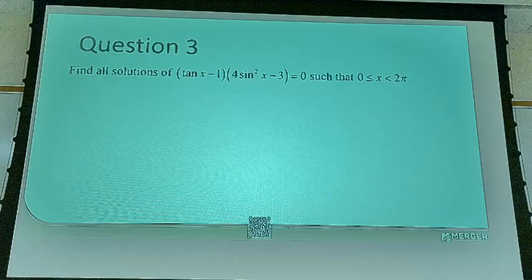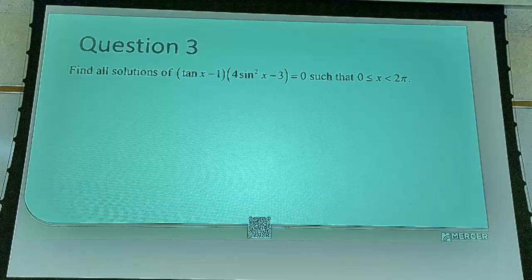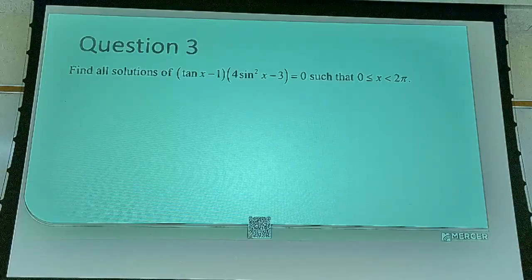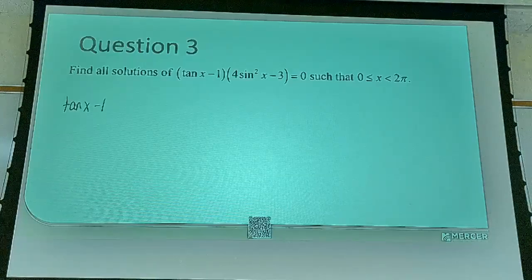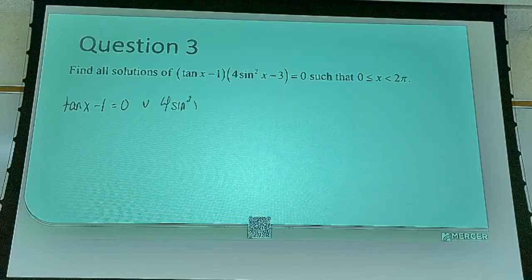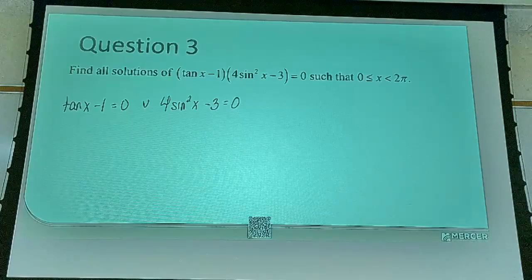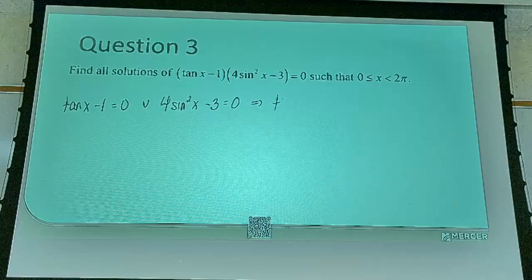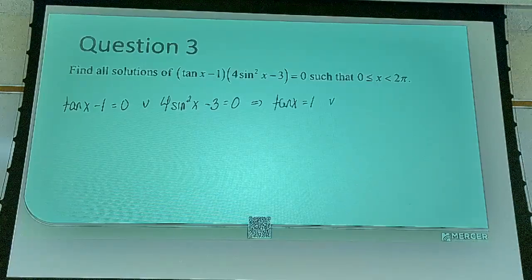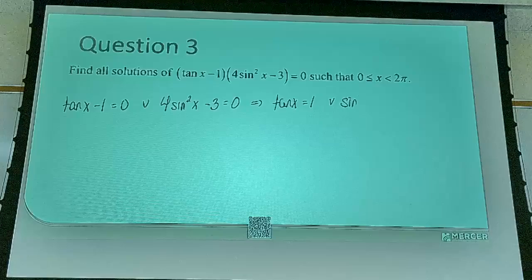Use the zero property again, right? One of them has to be 0. We're going to have tan x is equal to 1, or sine squared x is equal to 3/4. Notice I just did 2 steps at once: I added 3 and divided by 4.